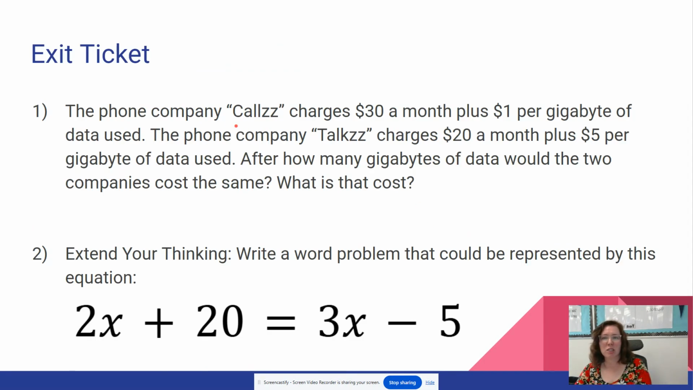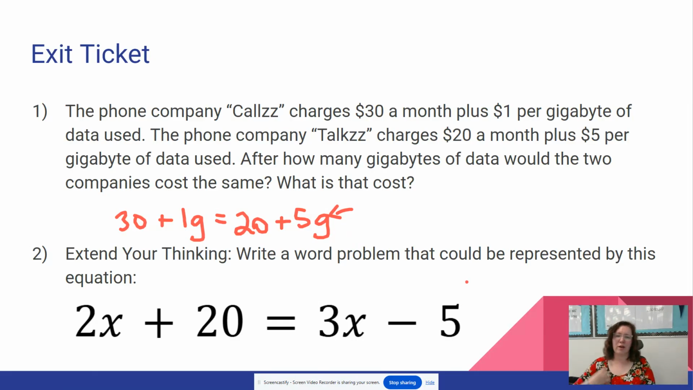The phone company Calls charges $30 a month plus $1 per gigabyte of data used. The phone company Talks charges $20 per month plus $5 per gigabyte. After how many gigabytes of data would the companies' costs be the same, and what is that cost? That's just like our Hercules one that we just did. So we can subtract 1G on both sides, then subtract 20, and then divide by 4, I think is what that's going to be, and solve for how many gigabytes, and then you can plug in that number to G.